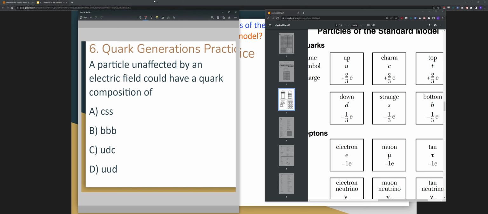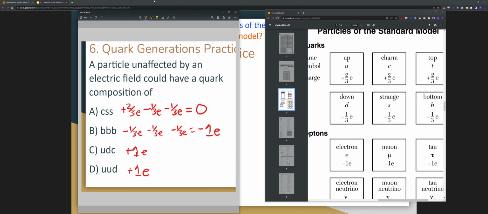What does that mean? Well, it's charm. And if you look at your reference table, a charm quark has a charge of positive 2/3 e, a strange quark has a charge of negative 1/3 e, and another strange quark has a charge of negative 1/3 e. So if you add up all these charges, you're going to get 0. Same thing with BBB, just to show you what you would get: BBB would give you a charge of negative 1 e. UDC, up down charm, would get you a charge of positive 1 e. If you add them all up, up down up would also be a charge of positive 1 e. Up down up being a proton, right?